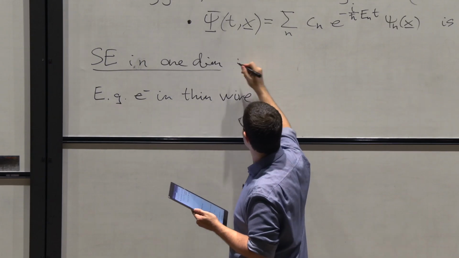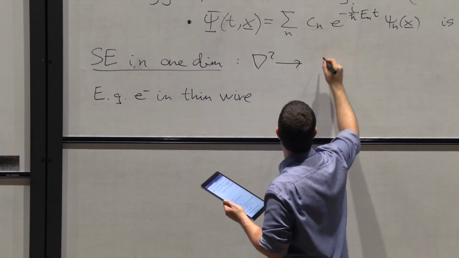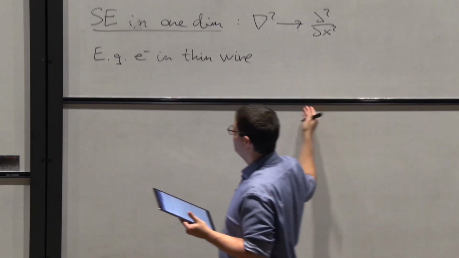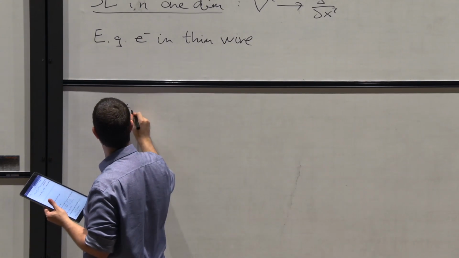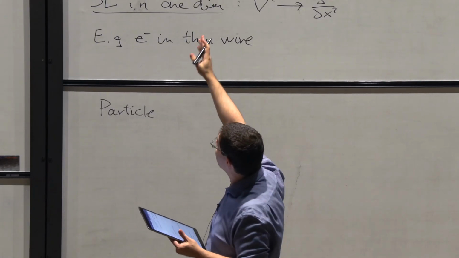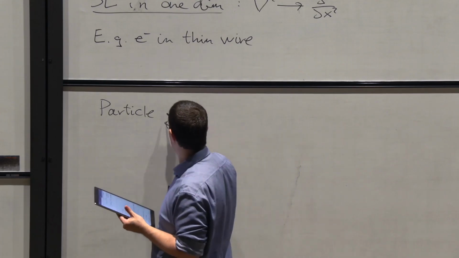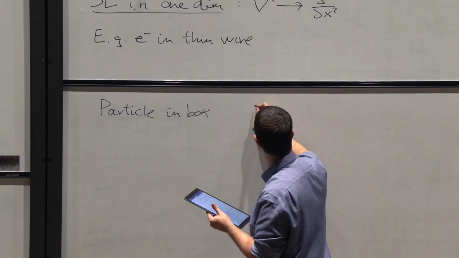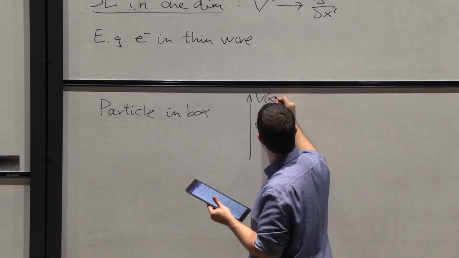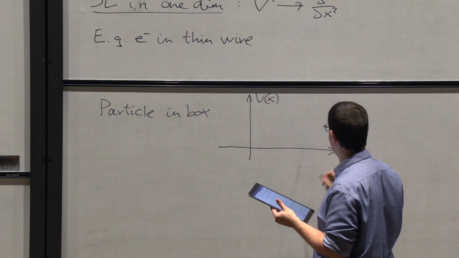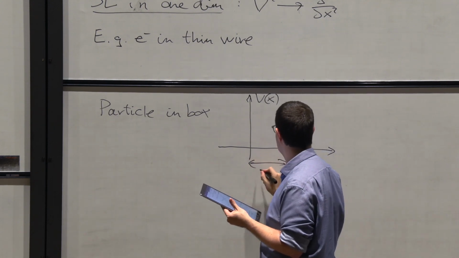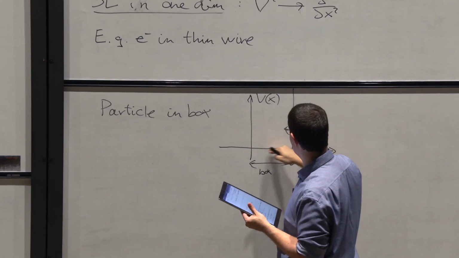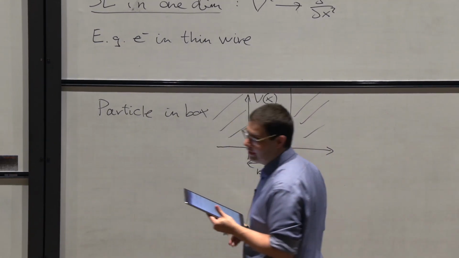So what does 1 dimension mean? Simply we replace the Laplacian with the second derivative with respect to x. Okay. And we will also focus on the simplest possible potential we can imagine, which will be describing a particle in a box. So why a box, a potential? We can draw it like this. So V of x. There's some a. This is the box size. And we model the box with an infinite potential well. So the potential is 0 here, and infinite here, and infinite here.